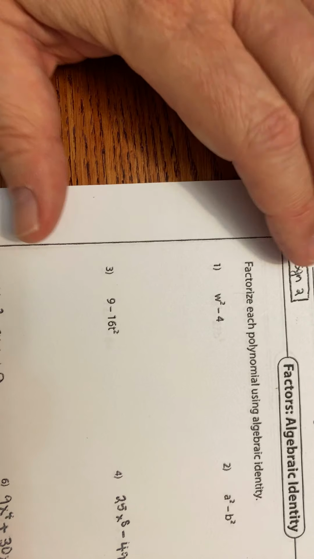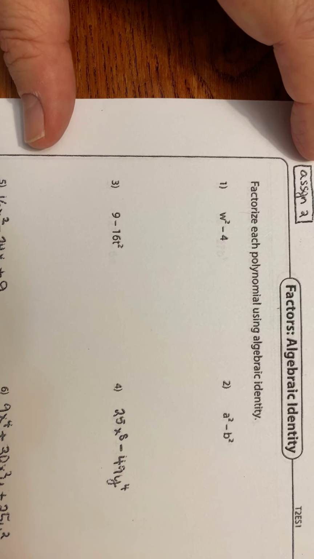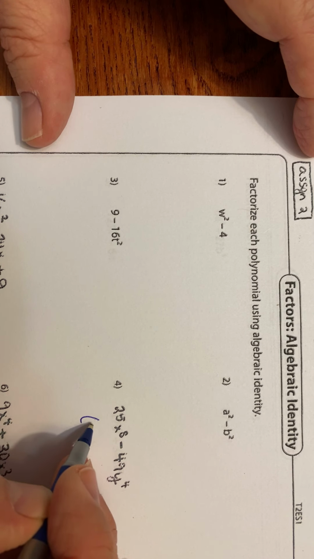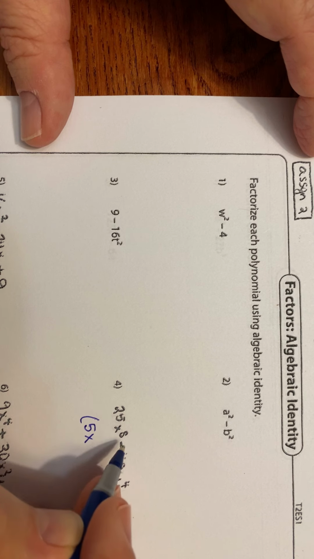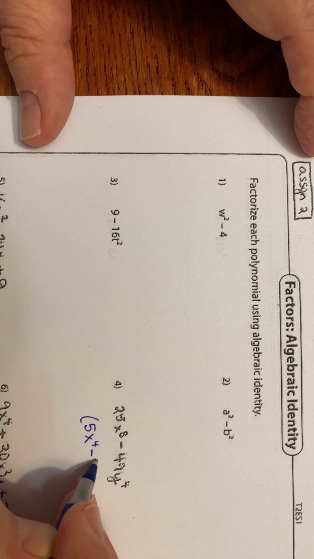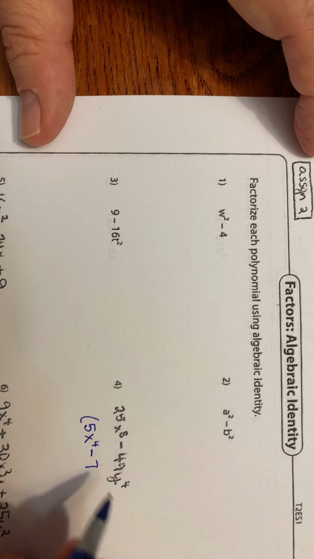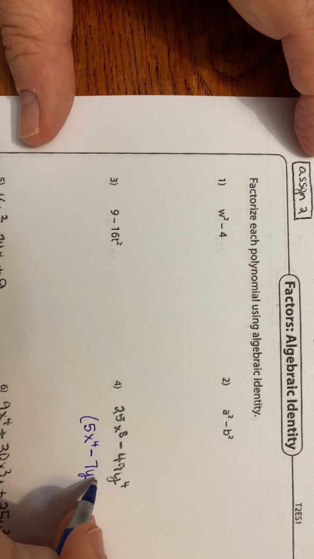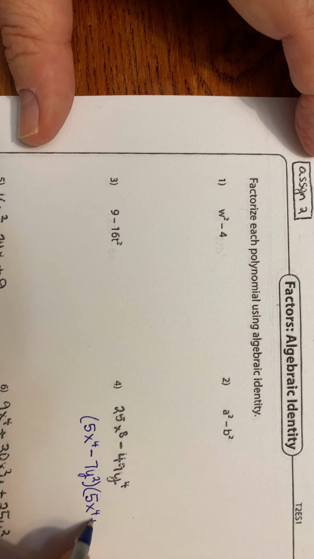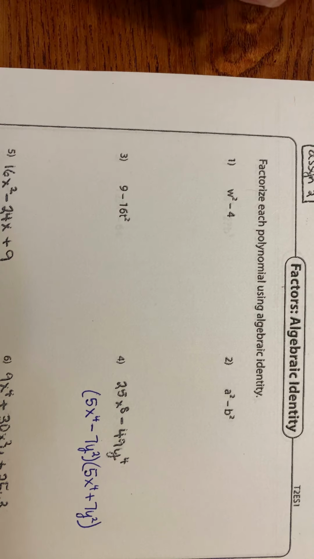I'm going to do one problem from each side here. I'll try this one right here. I'm not going to tell you what kind they are. You got to figure it out. 25 and 49 are perfect squares. The square root of 25 is 5. Divide 8 by 2, you get 4. One's a plus, one's a minus. The square root of 49 is 7. Divide the 4 by 2, you get 2. Again, this is a difference of squares. Make sure you know perfect squares and perfect cubes. If you can recognize them, you'll know right away what kind they are.